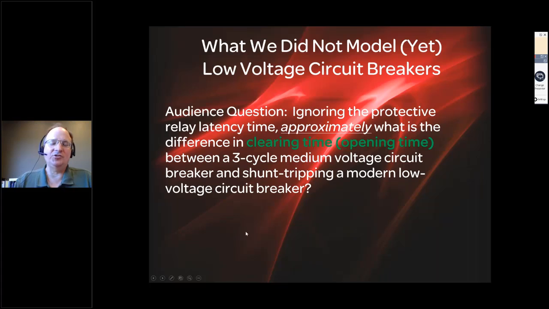Ignoring the protective relay latency time, which in this case will have whether we're a low voltage or medium voltage breaker. Ignoring the trip unit or protective relay latency time, approximately, what is the difference in clearing time, meaning opening time, between a 3-cycle medium voltage circuit breaker and shunt tripping a modern low voltage circuit breaker? So we're comparing a medium voltage breaker, 3-cycle opening, and we're going to compare that opening time to shunt tripping either a molded case or a modern insulated case circuit breaker.